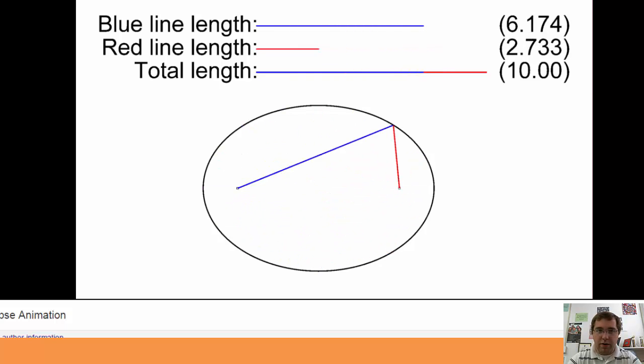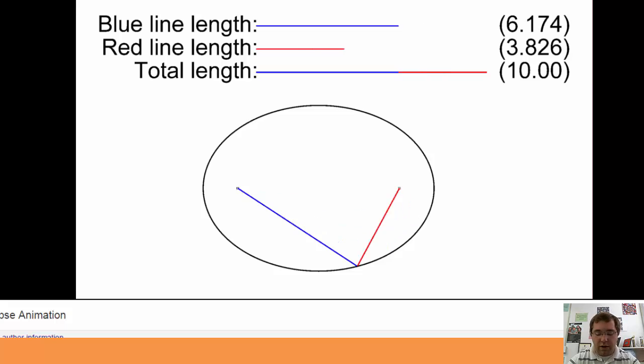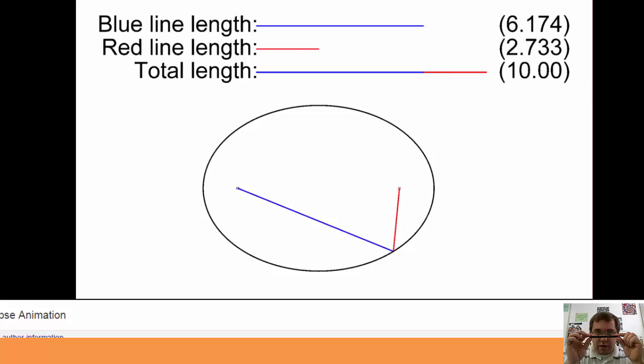Every point on that black curve has a sum of 10 for its distances from the two foci. Okay, notice the foci are in the middle, and that they lie, in this case, on a horizontal line with each other.